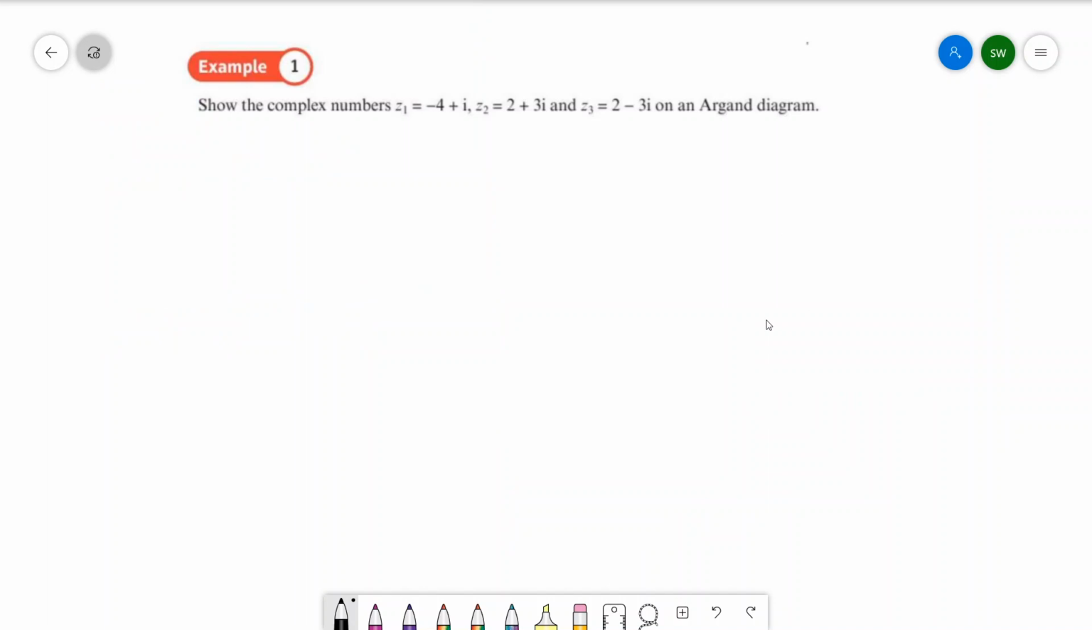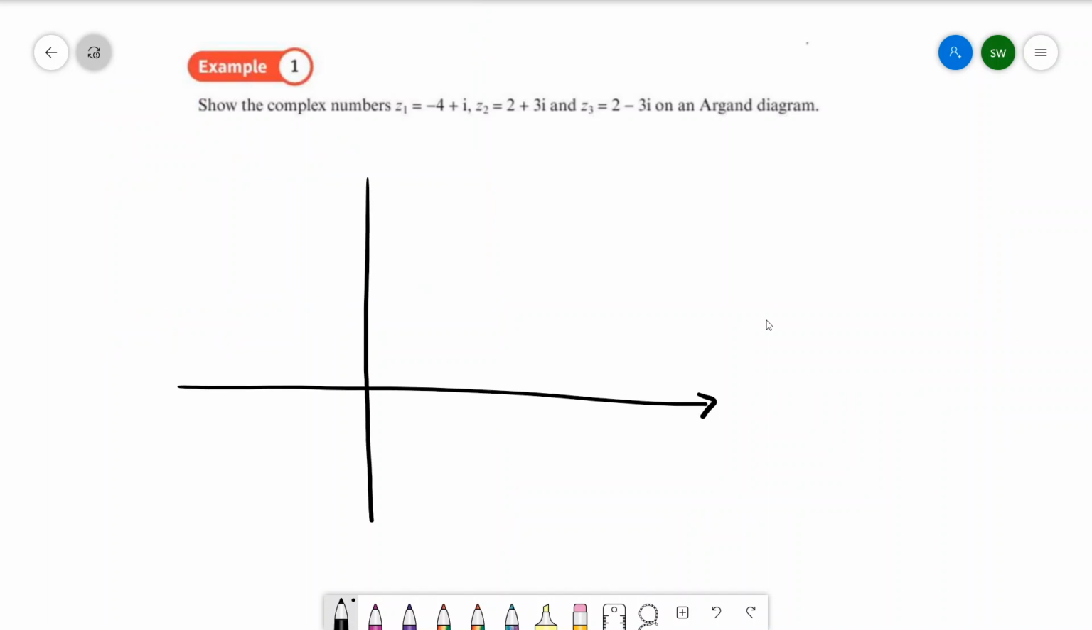So let's have a look at example 1 then. Let's draw a grid. We're going to put on the horizontal axis the real part and the vertical axis the imaginary part, and we always label it that way around. Now you'll see this word here, it says Argand diagram. This diagram that we've just drawn with the real axis and the imaginary axis is called the Argand diagram. Another common word for describing the Argand diagram, the real and imaginary axes, is the complex plane.